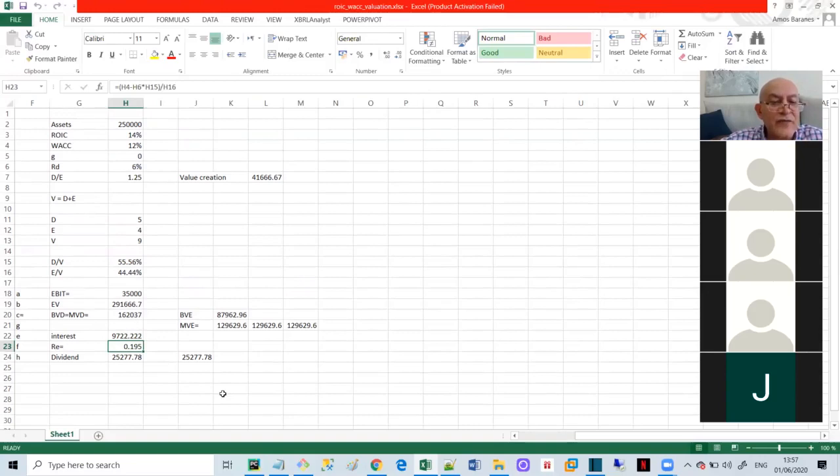Okay, how did I calculate that one? So let's go step by step. I take the WACC, which is H4, the 12%. I subtract from it the RD, that's the 6%, times the share of the debt. How much is the share of the debt? It's right here. This is 5/9. I put the 5, the 4, I got the 9, and that's the amount that I'm plugging into the equation right down here. So I subtract that one according to the equation, divide by 44%, I get the RE.